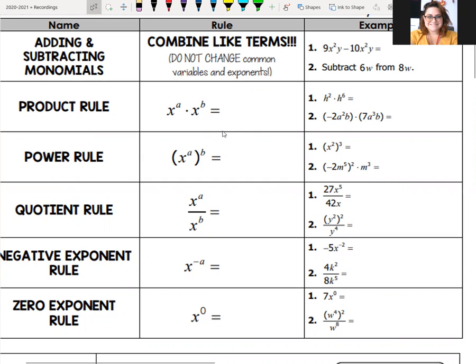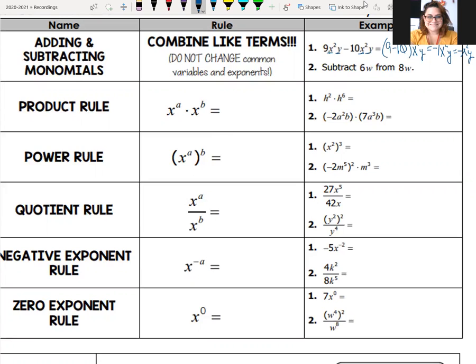For the first one, adding and subtracting, we combine our like terms and we do not change the common exponents or variables. So we notice x squared y, x squared y. Since they're the same, all we need to do is worry about the constant or the coefficient. So we would have 9 minus 10 x squared y. And 9 minus 10 is going to give us negative 1 x squared y, or we could just say negative x squared y.